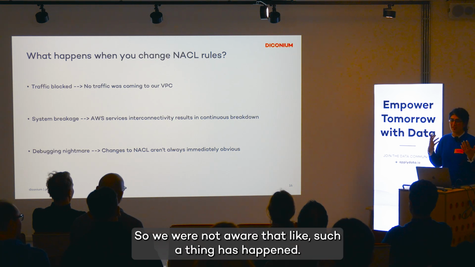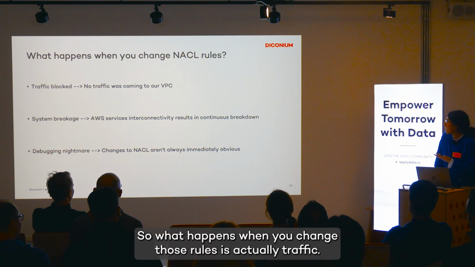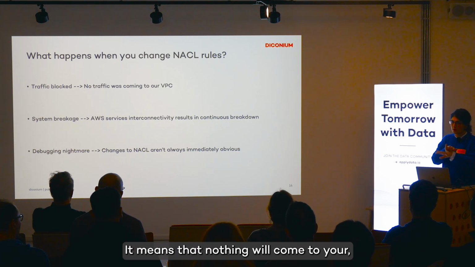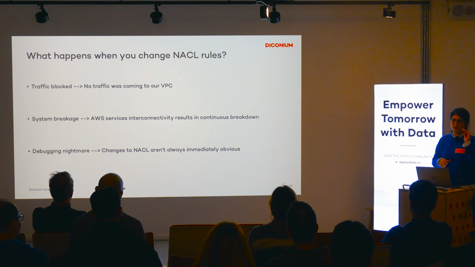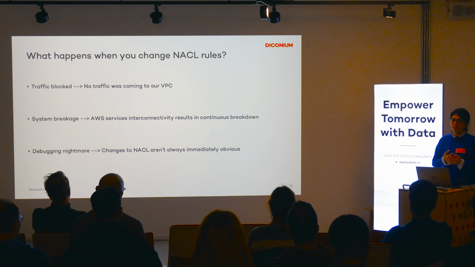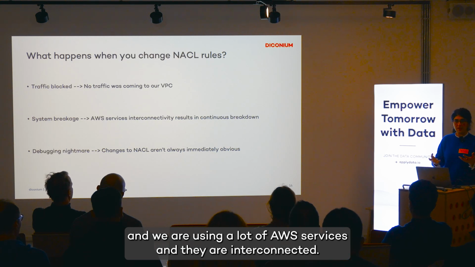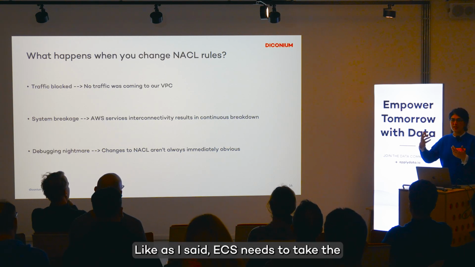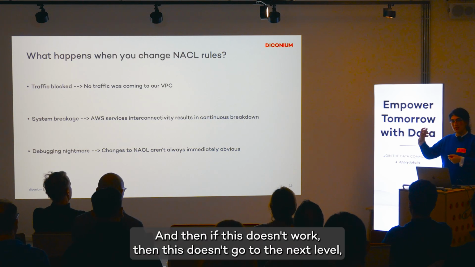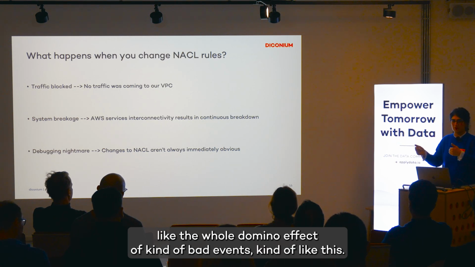So we were not aware that such a thing had happened. What happens when you change those rules is that all the network traffic will be completely blocked to your VPC. It means that nothing will come to your VPCs. And since the whole infrastructure is on the cloud, and we are using a lot of AWS services that are interconnected, like I said, ECS needs to take the images from the ECR, and if ECS doesn't work, then this doesn't go to the next level. The whole domino effect of bad events, like this.